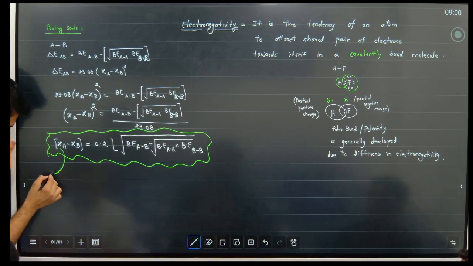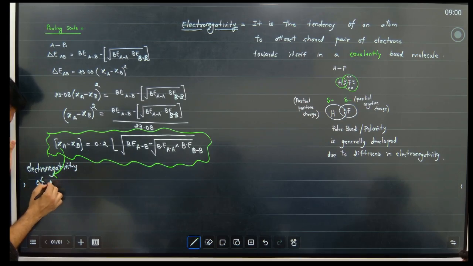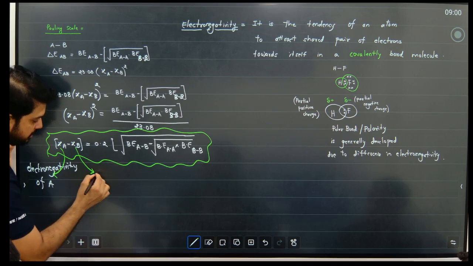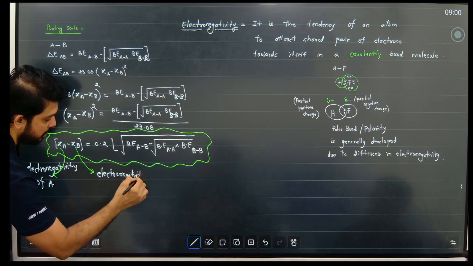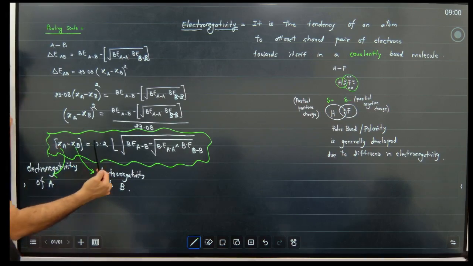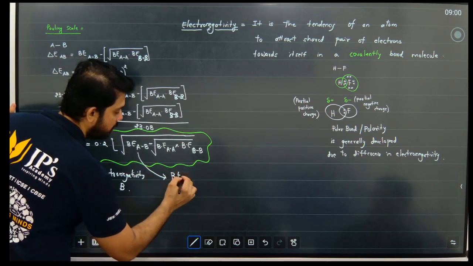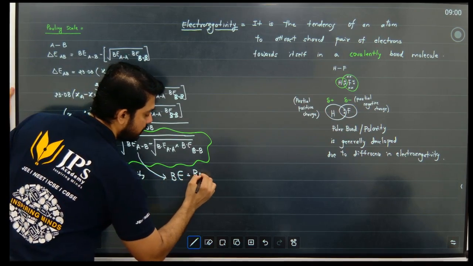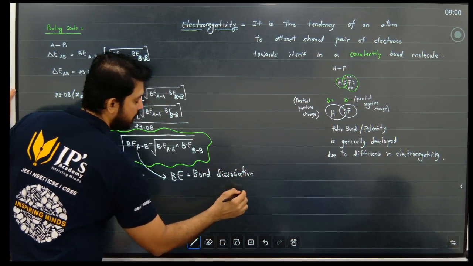XA is the electronegativity of A. XB is the electronegativity of B. Here we have assumed that A is more electronegative than B. AB इसका मतलब क्या होता है? Bond dissociation enthalpy.